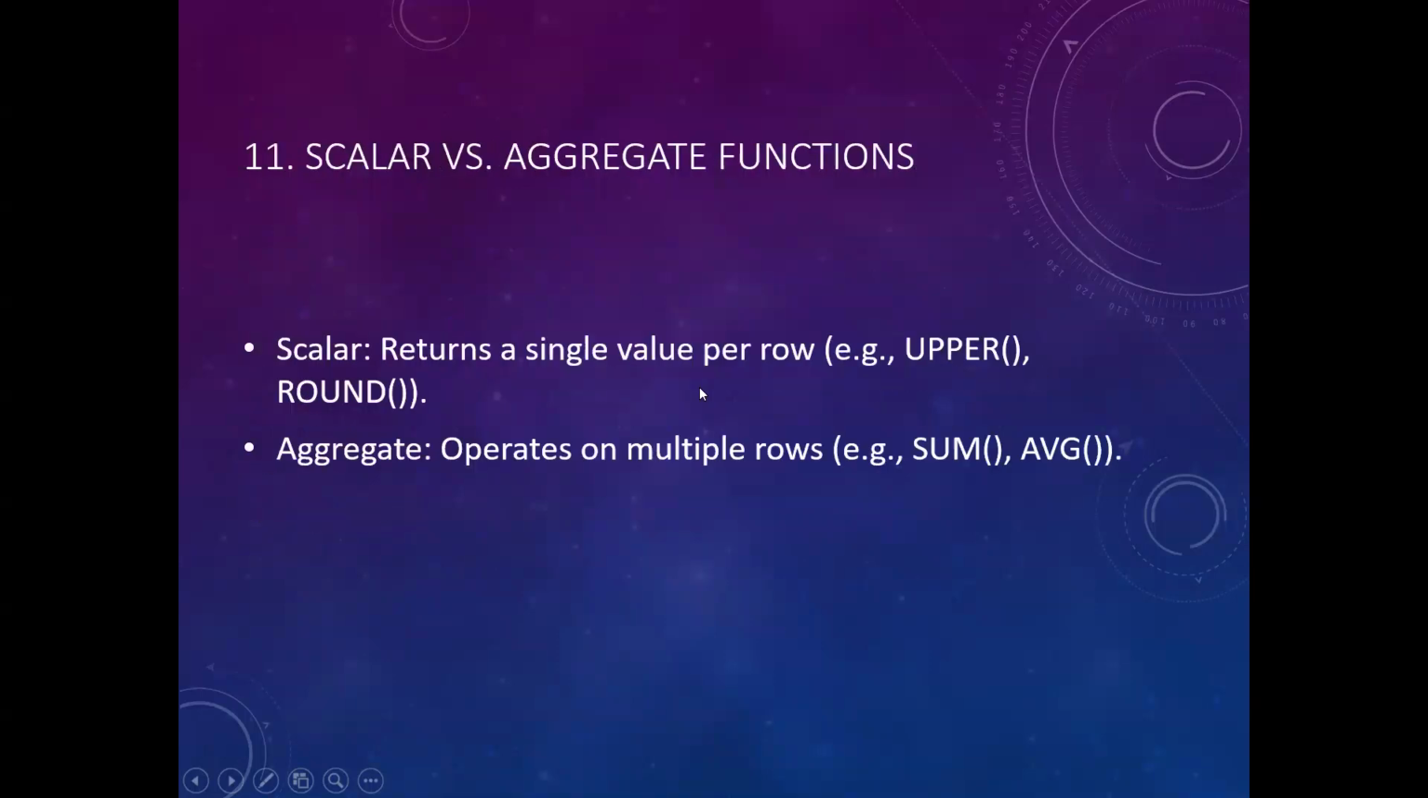Next question is scalar and aggregate functions. What is the difference? Aggregate functions operate on multiple rows. They group a particular column based on some criteria and then apply aggregate functions like sum, average, etc. So multiple rows are taken, and then the sum of those rows is calculated. But scalar is different. It returns a single value and works row by row. Only one row is taken. Upper means it will take one row, and whatever value is there will be converted to capital letters. Similarly, round as well. So scalar returns a single value, whereas aggregate operates on multiple rows.